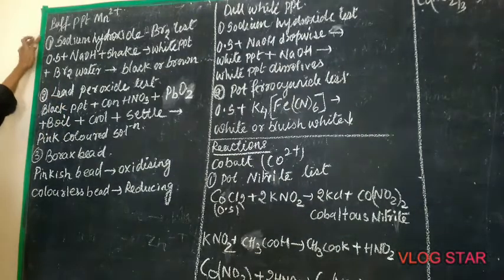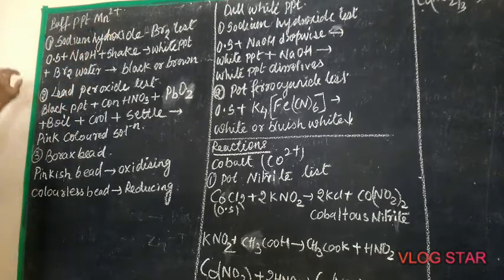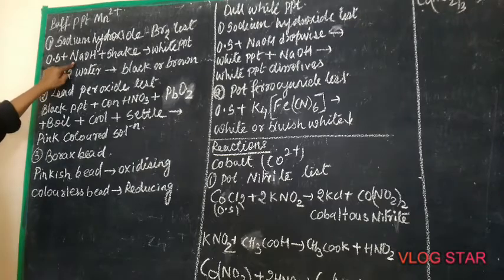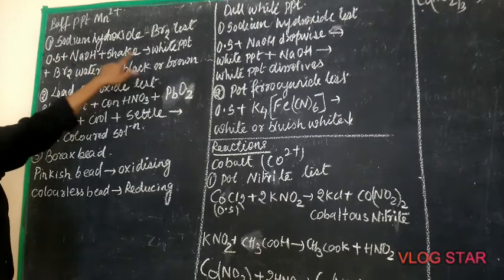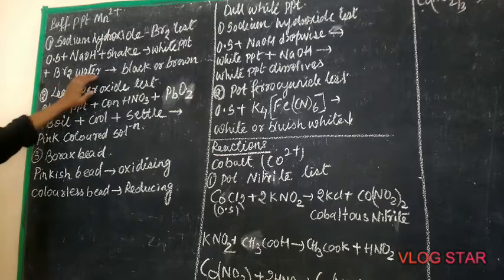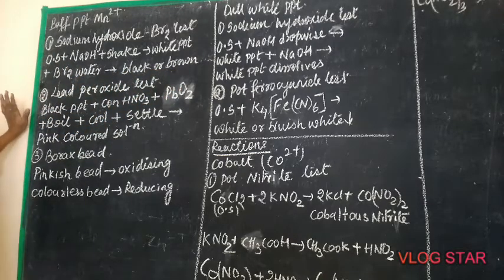Now, confirmatory test for the buff precipitate, that is manganese 2+. First is sodium hydroxide bromine test. Take the original solution plus NaOH and shake it. If you get white precipitate, then add bromine water. On adding, if you get black or brown precipitate, that means Mn2+ is confirmed.